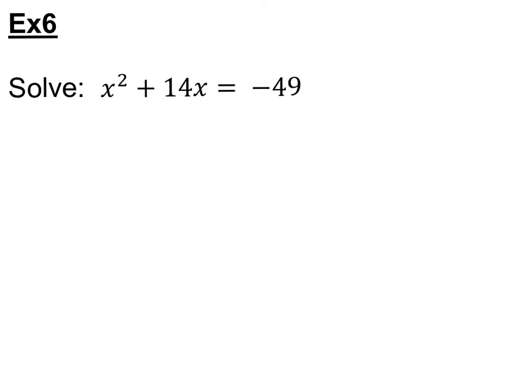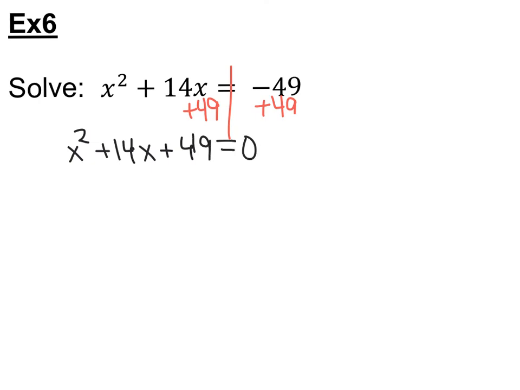Okay, we're going to solve. The first thing of solving is you want to make sure that it all equals 0, so we have to add 49 to both sides, and then we'll solve. So what we're going to have, we're going to factor and then solve. So x squared plus 14x plus 49 equals 0.